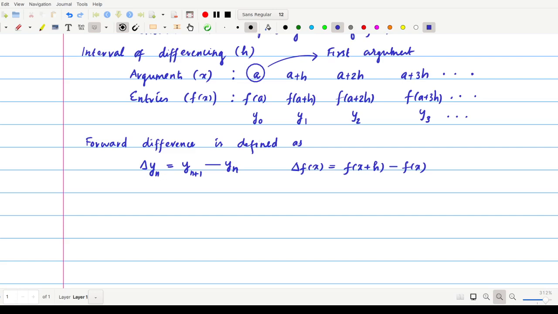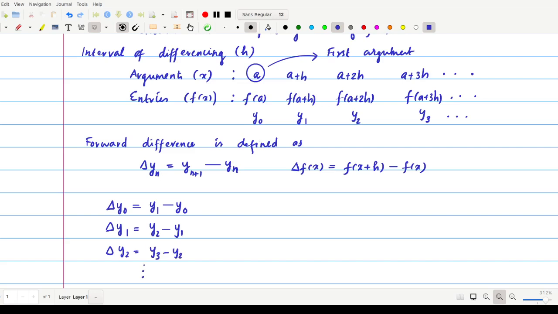In terms of y1, y2, etc., in general delta of yn is equal to yn plus 1 minus yn. We move one step forward, then consider the difference. That's why this is called forward differencing. In particular, delta y0 is defined to be y1 minus y0. Similarly, delta y1 is obtained by taking y2 minus y1, and delta y2 is y3 minus y2, and so on.